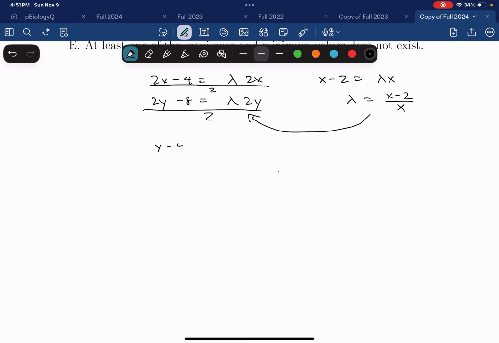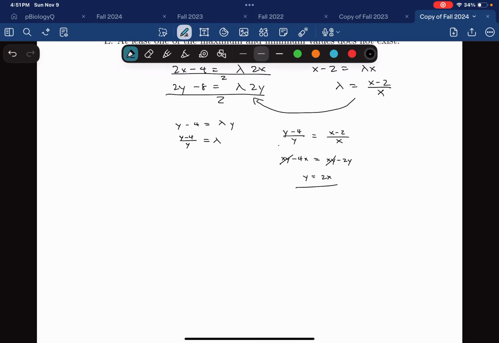So y minus 4 is equal to lambda y, which means that lambda is equal to y minus 4 over y. So y minus 4 over y is equal to x minus 2 over x, which gets you the values of xy minus 4x is equal to xy minus 2y. So these cancel out. So you know that y is equal to 2x. There we go. Sorry, that took a while.